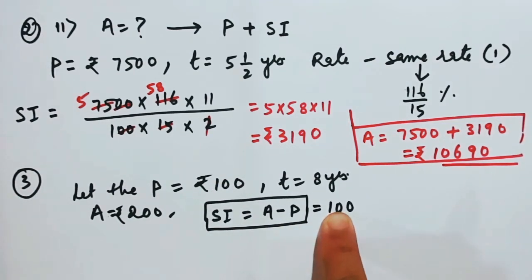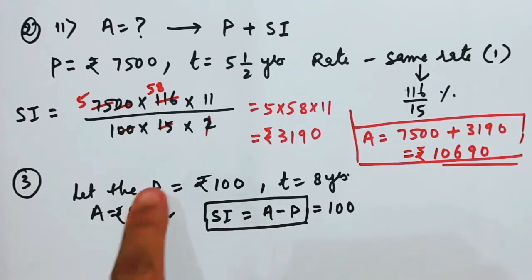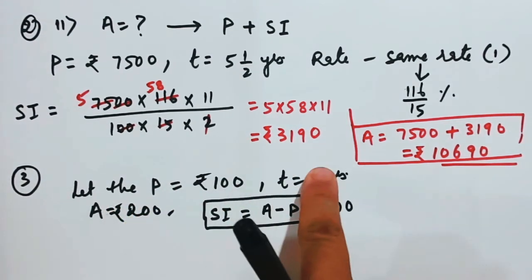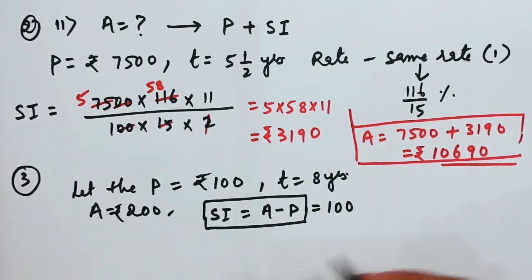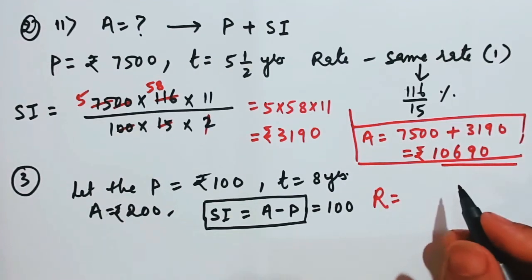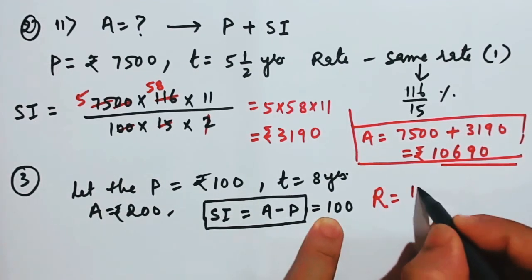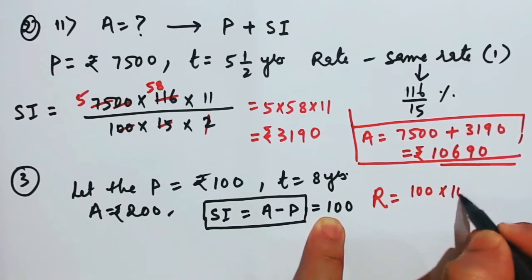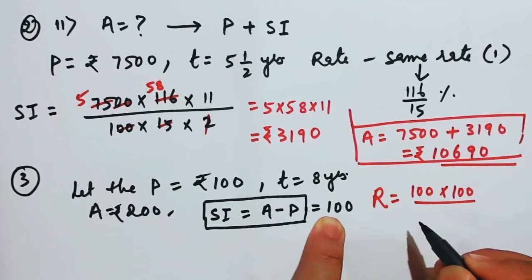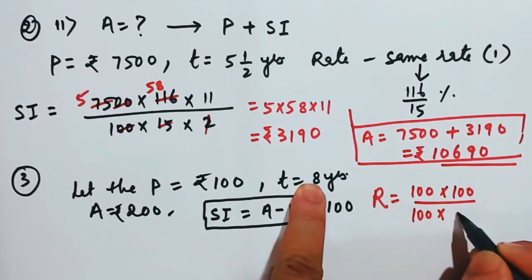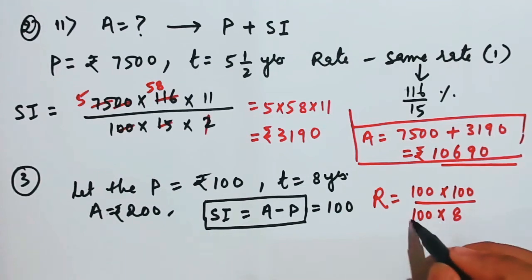Now what are they saying? That the principal becomes double in 8 years. Find the rate of interest. So the rate is missing over here, so why not find out the rate? Rate will be equal to simple interest into 100 by P into T. P is your 100, T is your 8.